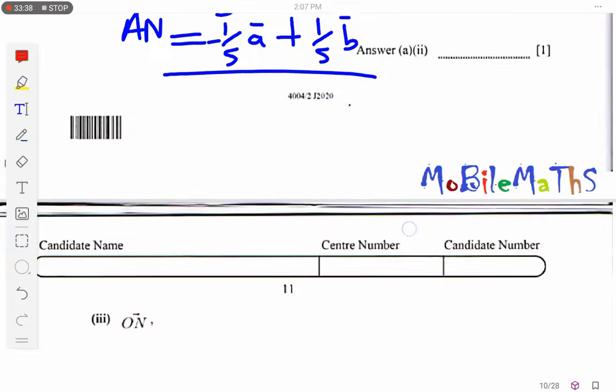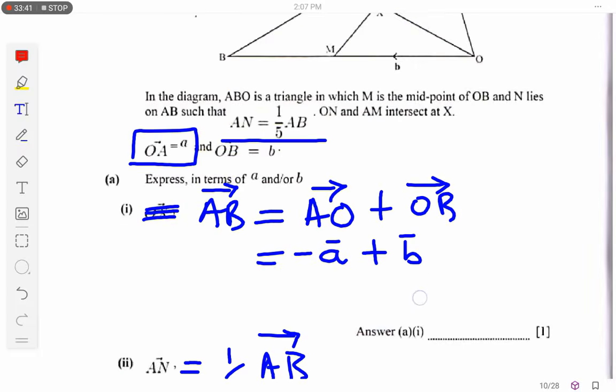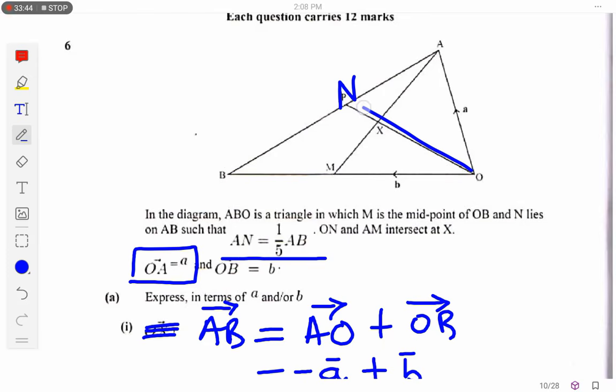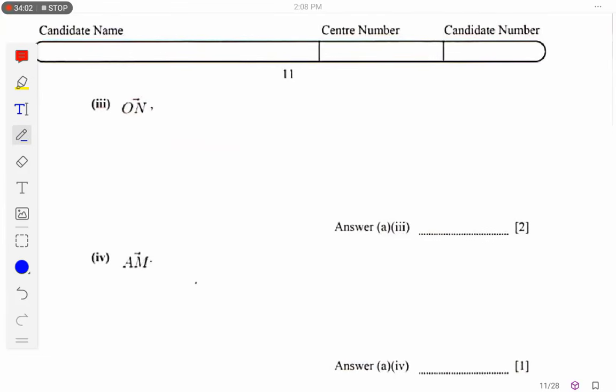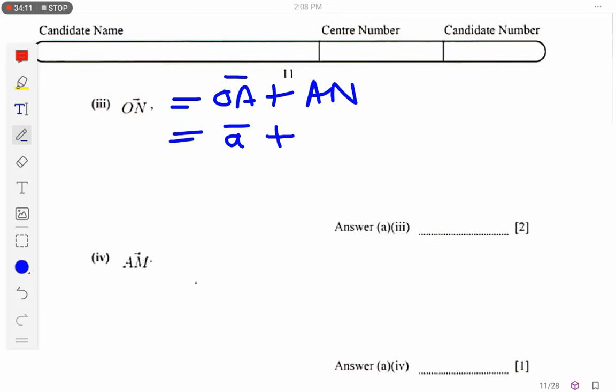The next question is asking us ON, O to N. What do we have? We have OA, and we now have AN, the one that we have just calculated, 1 over 5 of AB. So we can use that route. Our ON is equal to OA plus AN. Our OA is A, plus our AN, which we have just written down, minus 1 over 5A plus 1 over 5B.